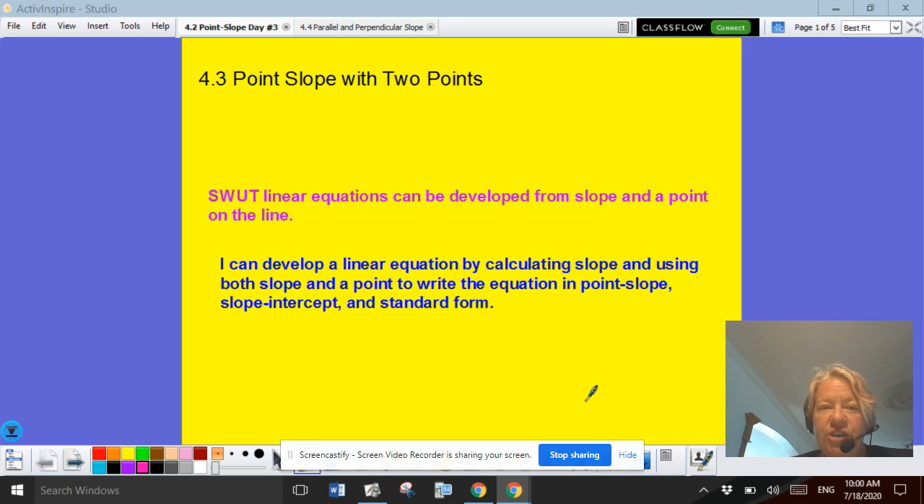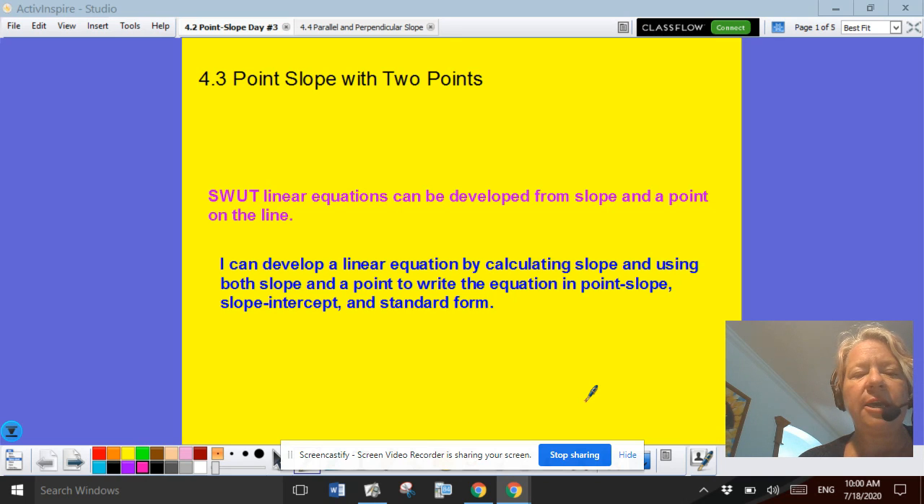So yesterday we worked on when you're given a slope and a point, can you actually develop the equation without graphing? And you were using the point slope form. So take a minute and rattle off that point slope form. Tell me what it is. Write it down. What is that formula?